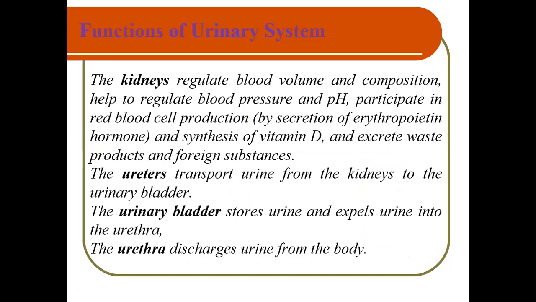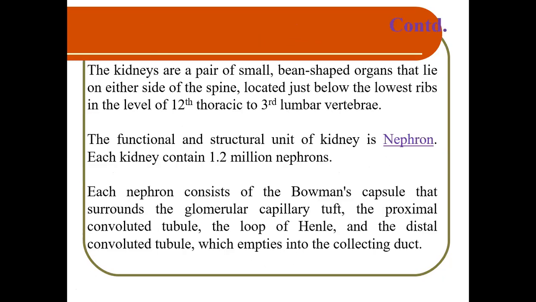First of all, the kidneys. They regulate the blood volume and composition, help to regulate blood pressure and pH, participate in red blood cell production by secretion of erythropoietin hormone and synthesis of vitamin D, and excrete waste products and foreign substances. The ureters transport urine from the kidney to the urinary bladder. The urinary bladder stores urine and expels urine into the urethra, and the urethra discharges urine from the body.